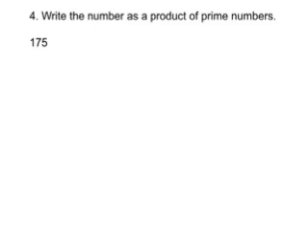Number 4. Write the number as a product of prime numbers. Well, to do that, we need to find all the prime factors that are part of it. And the way to do that is with a factor tree. So let's make a factor tree here. Since it ends in 5, I know that 5 will divide into it, so I'm going to just try 5. Do this over on the side.